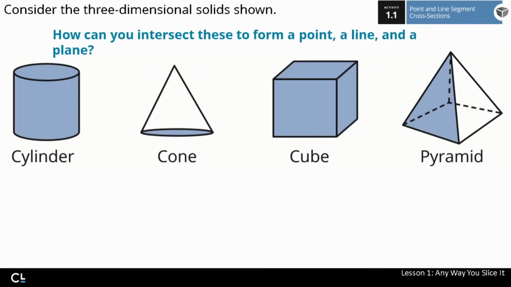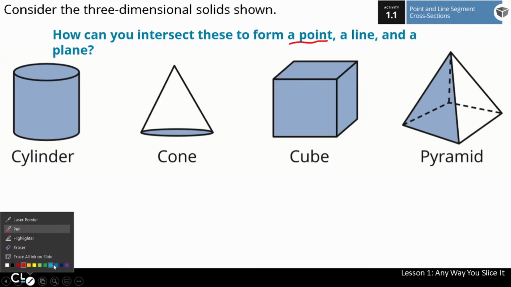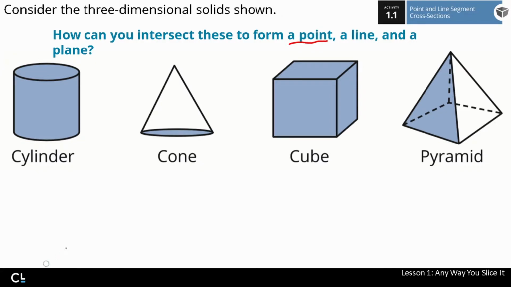So let's start. It says, consider the three-dimensional solids shown. How can you intersect these to form a point, a line, and a plane? So for each of these, we want to create an intersection that will do each of those things. Give us a point, give us a line, and give us a plane. So we're going to do our point intersections in red, our line intersections in, let's say, green, and then we'll do our plane intersections in purple.